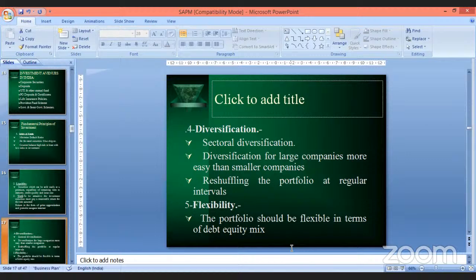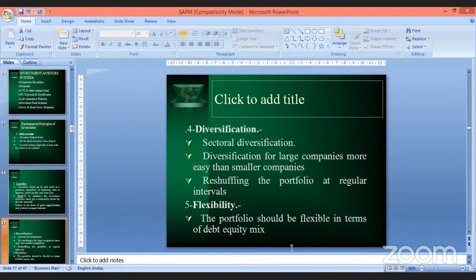Suppose you are holding IT sector stocks. At any point of time, if you see that the IT sector stock price is going to decrease, at that point you are able to diversify. You can withdraw the stocks from the IT sector and put your amount into another sector. It may be the banking sector, the hospitality sector, the steel sector, or the cement manufacturing sector. So diversification for large companies is easier than for smaller companies. Please remember why diversification is required. Diversification is required to minimize the risk. Okay. So, reshuffling the portfolio at regular intervals.